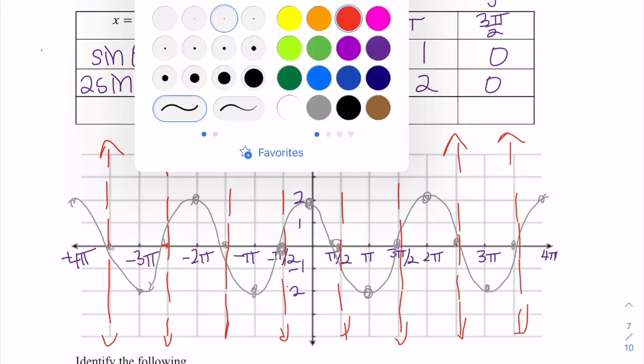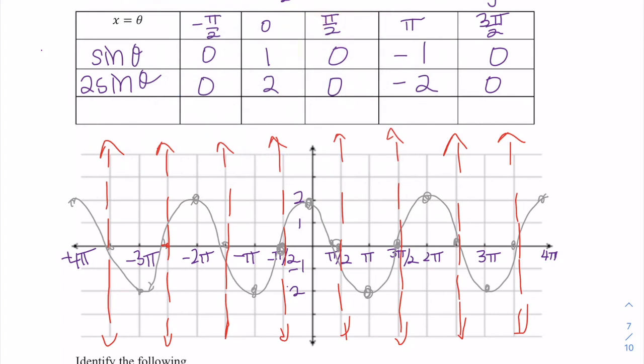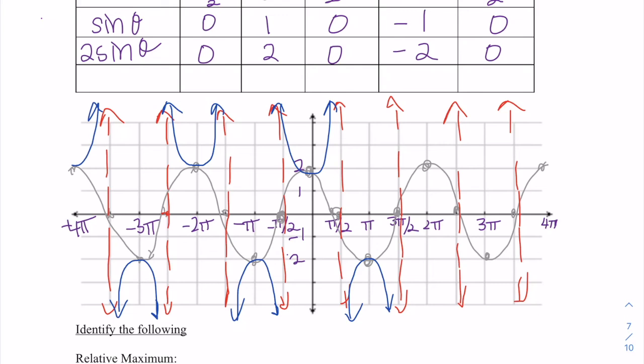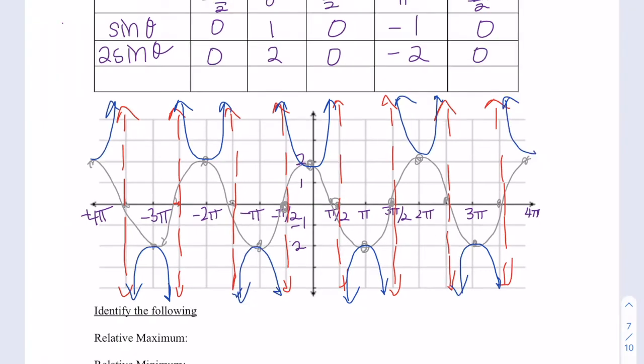All right, and now let's sketch the graph, because really the asymptotes are for the graph, but they're not the function, right? So let's graph it in blue, and we can see that this cosecant has relative minimums and relative maximums. And if you notice, the relative maximum for sine becomes the relative minimum for cosecant. So let's identify these relative maxes and mins.